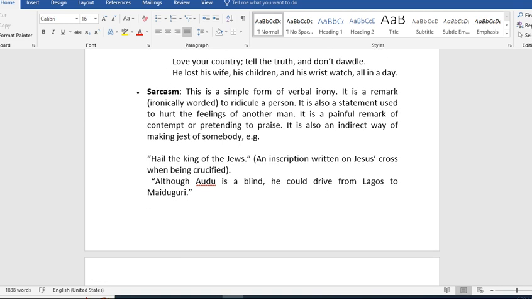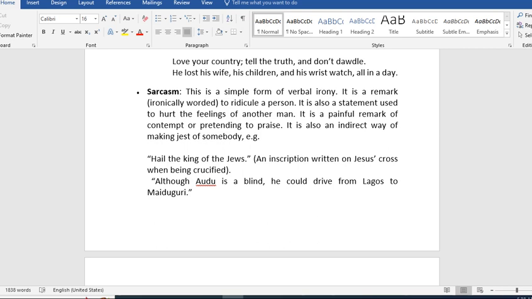The next one is sarcasm. This is a simple form of verbal irony. It is a remark ironically worded, to dig at a person. It is also a statement used to hurt the feelings of another person. It is a painful remark of contempt or pretending to praise. It is also an indirect way of making jest of somebody. That is sarcasm. When you are indirectly attacking somebody, but you present it in a way as if you are praising him, that is sarcasm.